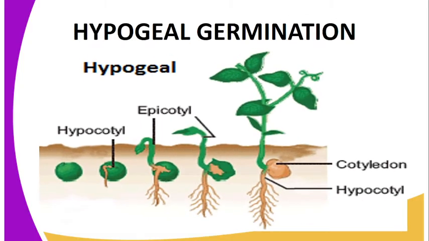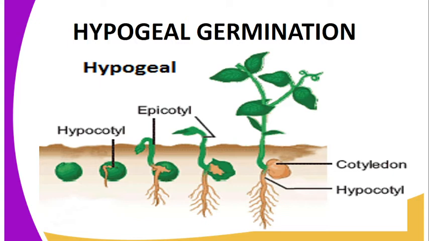So hypogeal germination is the type of germination whereby the cotyledons remain below the ground during germination. Are we together? You can see in our diagram, we have our maize seed, and then the radicle grows first, and then you can see the epicotyl lengthens.